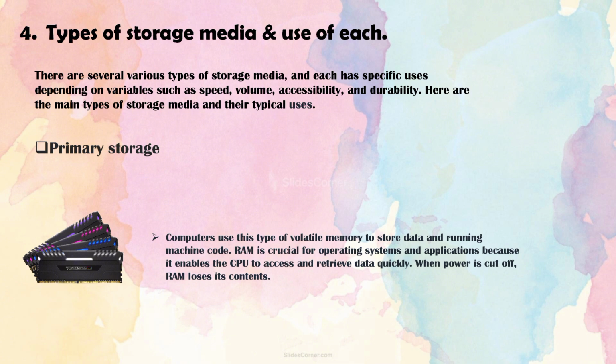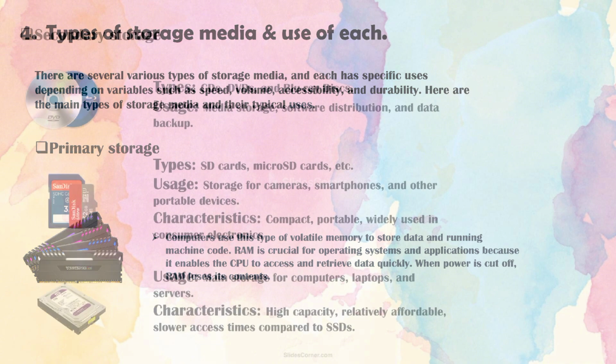Primary: RAM. Computers use this type of volatile memory to store and run machine code. RAM is crucial for the operating system and applications because it enables the CPU to access and retrieve data quickly. When power is cut off, RAM loses its content.